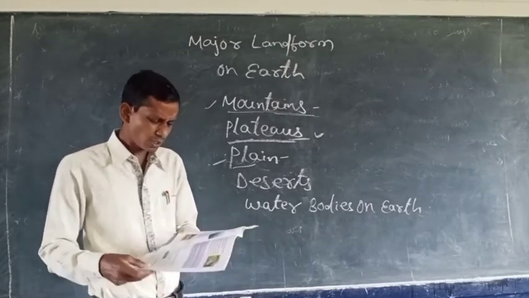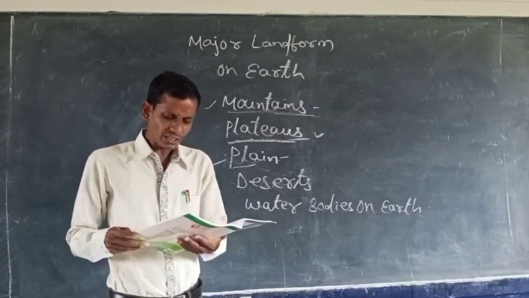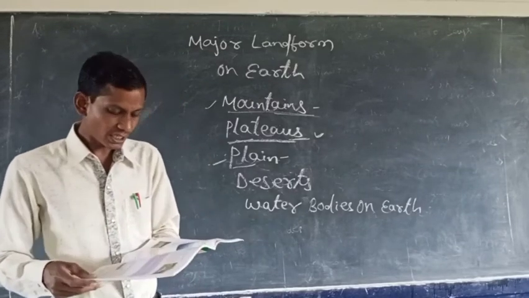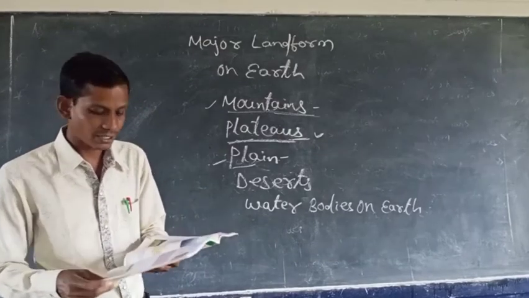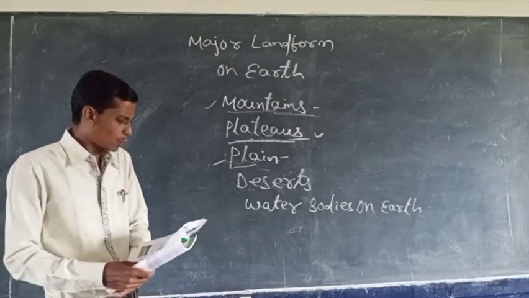So what is a bay? A broad inlet of the sea where the land curves inwards. And a gulf is a deep inlet of the sea almost surrounded by the land.